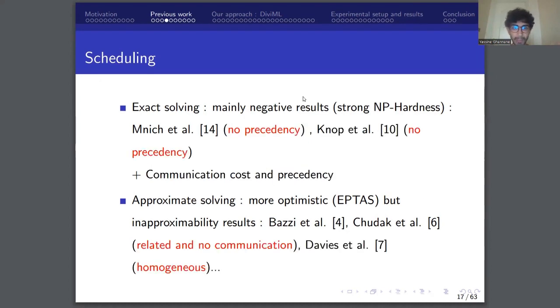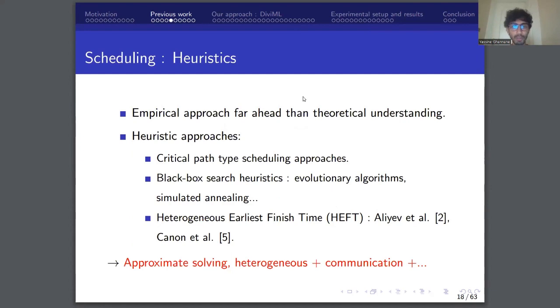Just a quick recapitulative of what I mentioned before, we are either faced with impossibility results or with partial results. With more general formulations of the problem, an empirical approach is far ahead of our theoretical understanding. And some quick overview of the different heuristic approaches that have been proposed throughout time for scheduling instances are critical path time scheduling approaches that try to look at the longest path within a graph and choreograph the rest of the scheduling around this main critical path.